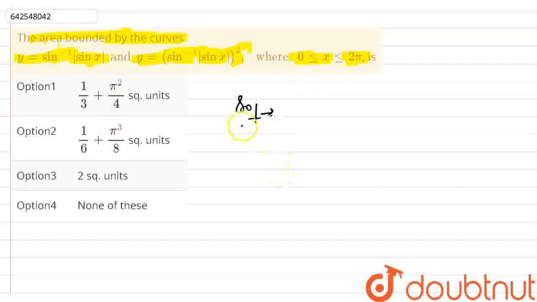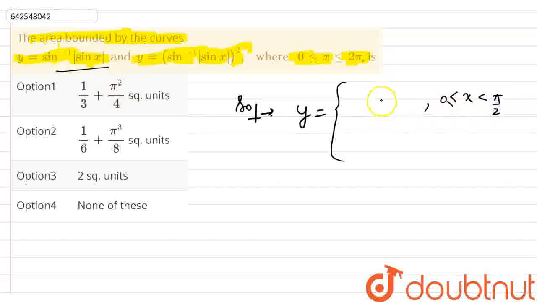So I'm going to solve this. First I'm writing this equation. So y equals, now see carefully, sine inverse of mod sin x. When my x is in between 0 to pi by 2, then you can see clearly I will be left with only x.